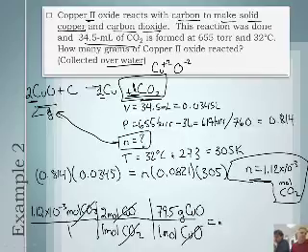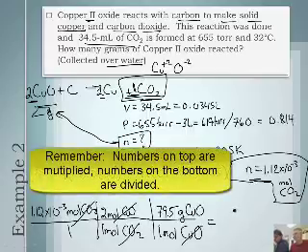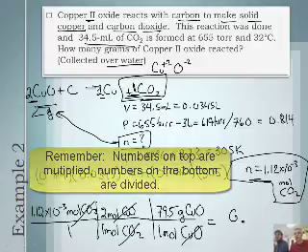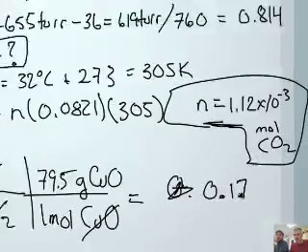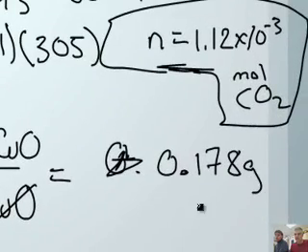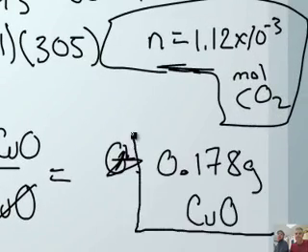So moles of CO2 cancel, moles of copper oxide cancel, and we take 79.5 times 2 times 1.12 e negative 3. Pretty small number. I must have done something wrong. I must have hit the divided by sign. There we go. 0.178 grams of CuO.